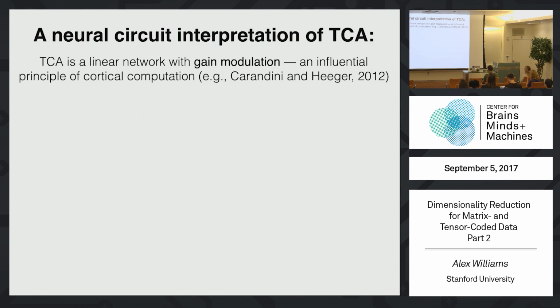Now I want to give you a neural circuit interpretation, and this is actually how I think of TCA as a neuroscientist. It turns out that you can show a mathematical equivalence between this existing tensor decomposition model and the idea of trial-to-trial gain modulation, which has been posited as a very important mechanism in cortical computation by Matteo Carandini, Salinas, and others.